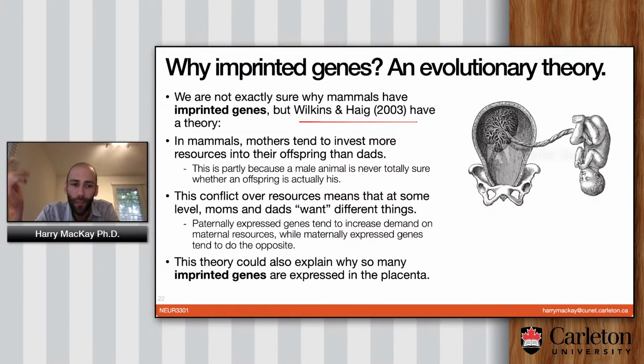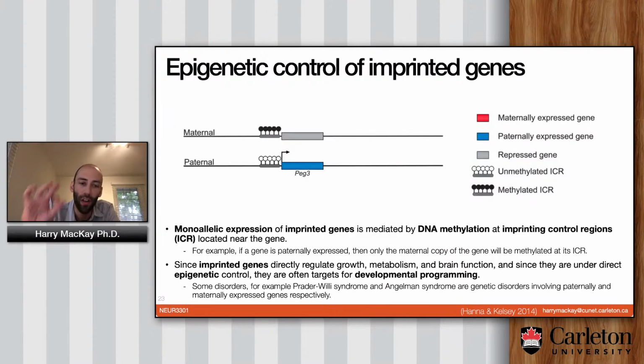So many of these imprinted genes are expressed in the placenta, and typically the ones where you express dad's copy all lead to higher growth rates and higher demands on the mom, and the ones that are expressed from your maternal copy do the opposite. So this is a theory, but it's only a thought. We don't really know why. But it is important to point out that this is controlled by DNA methylation.